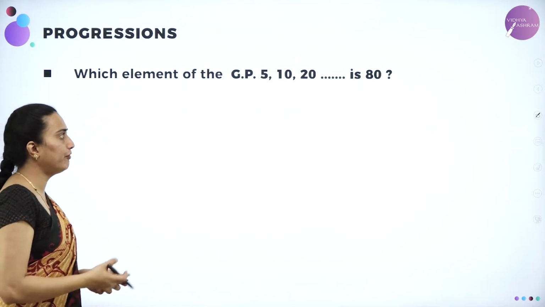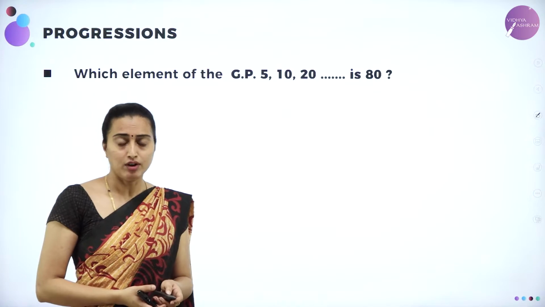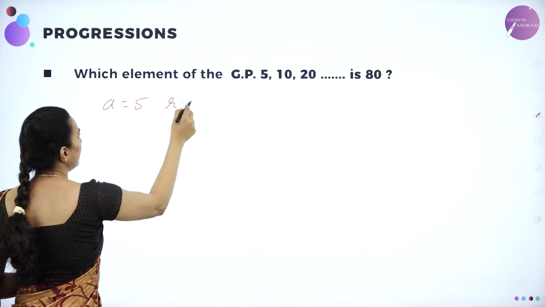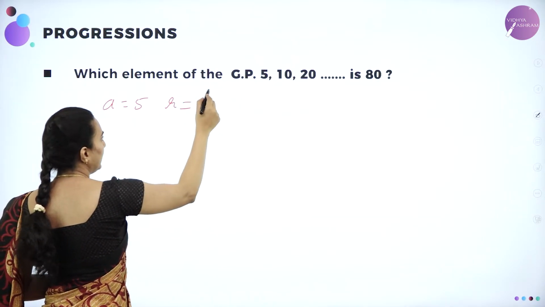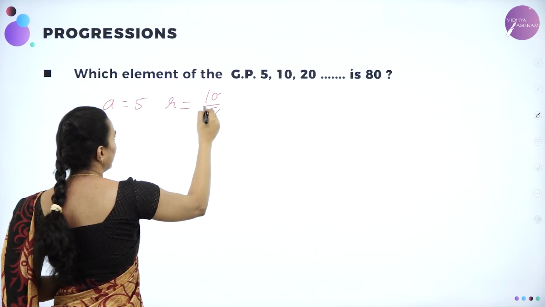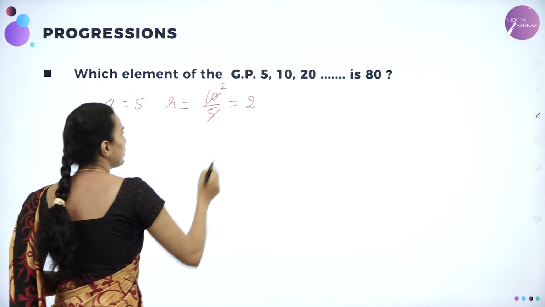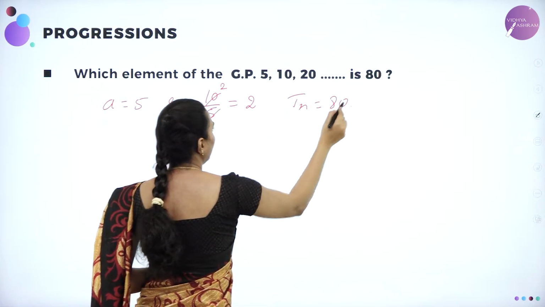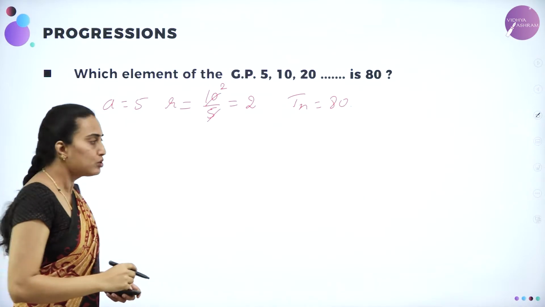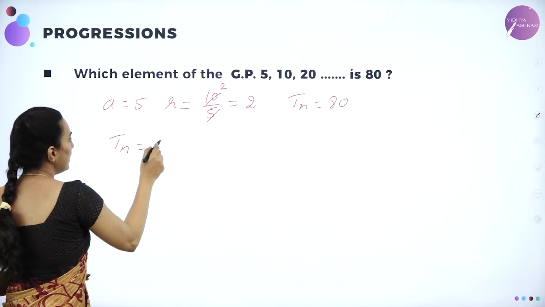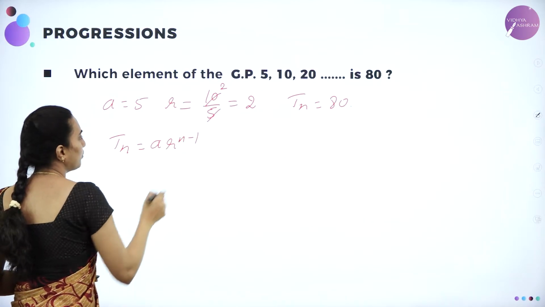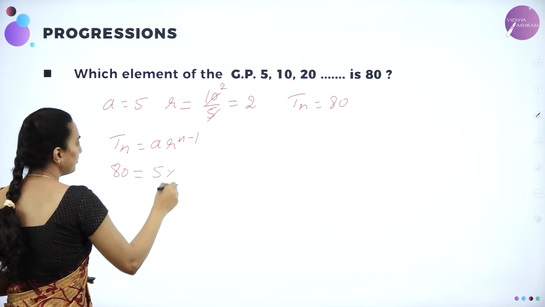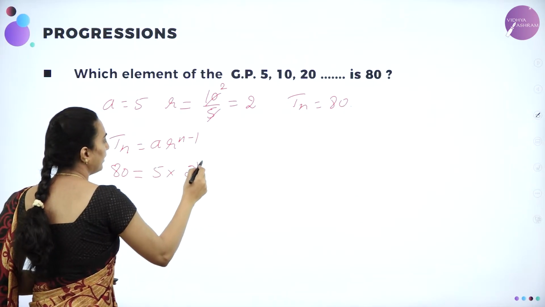Which element of the GP 5, 10, 20 is 80? Here also we can take a as 5 and r as the ratio of the term and the preceding term, that is 10 divided by 5, which is 2. The common ratio is 2, and Tn they have given as 80. We need to find out which element will be the 80. So here the same formula I am using. Tn = ar^(n-1), given Tn as 80, which implies 5 into 2^(n-1).